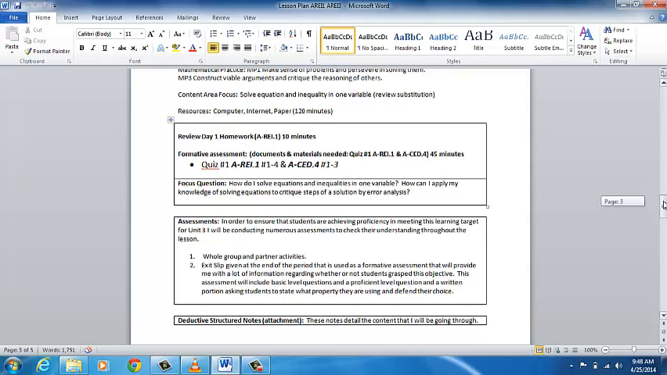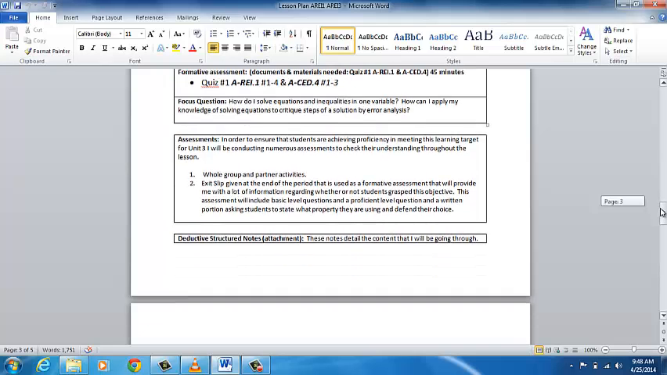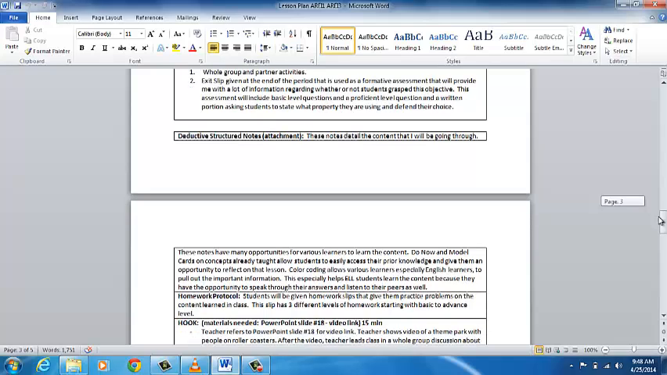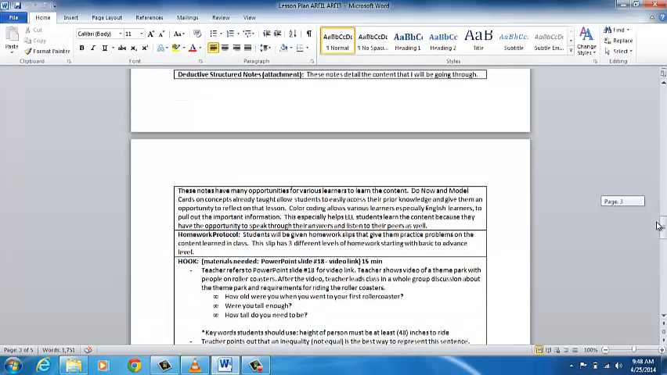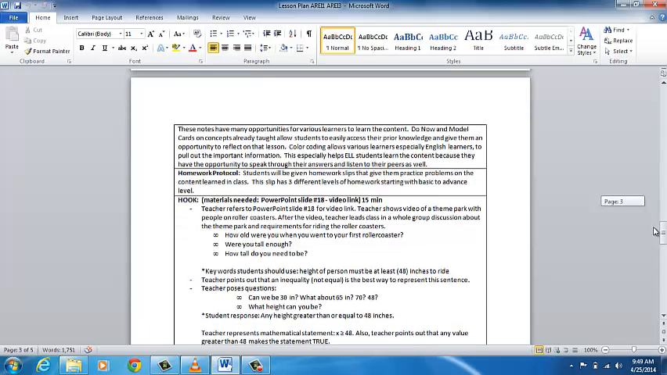In terms of assessments, again, we will have whole group and partner activities and an exit slip. In terms of notes, again, those will be attached throughout and explained throughout. A little bit different today, we will include a model card which will be explained later on. In terms of homework, same thing. Students have the questions listed on the pacing guide.